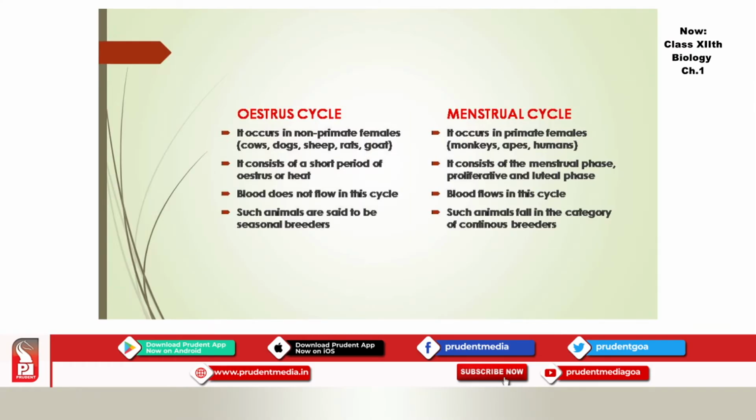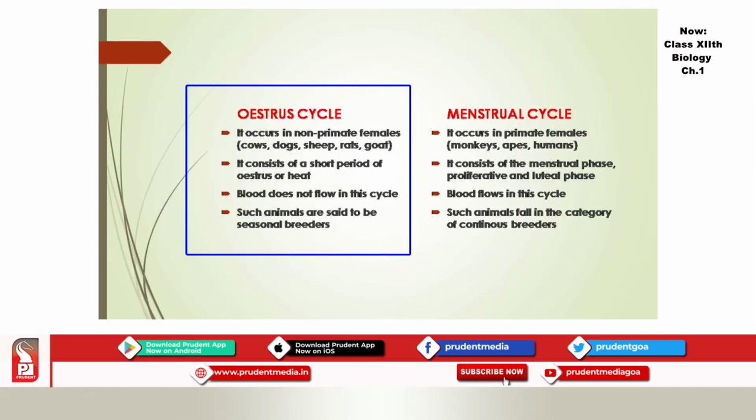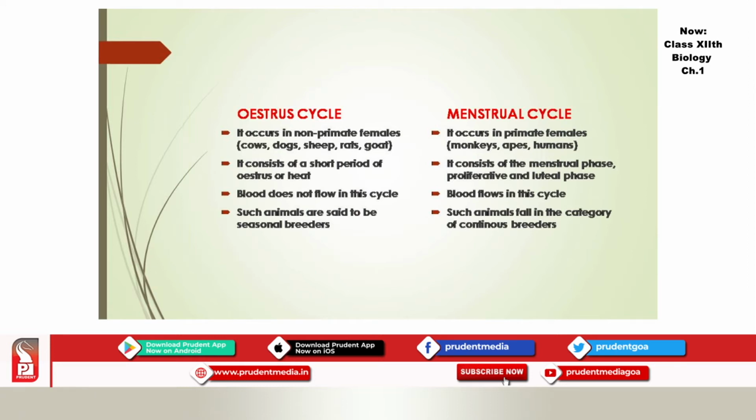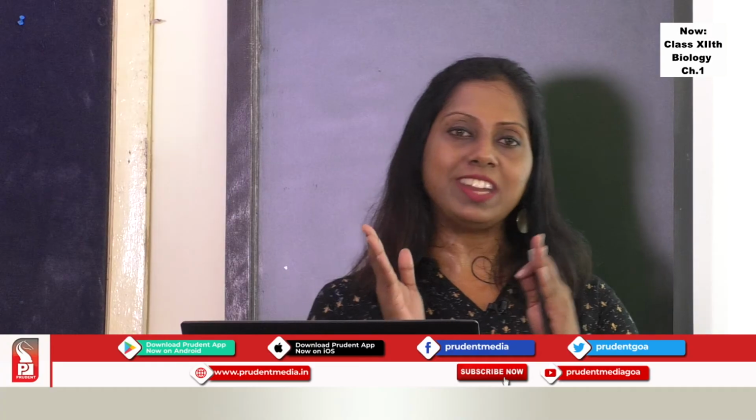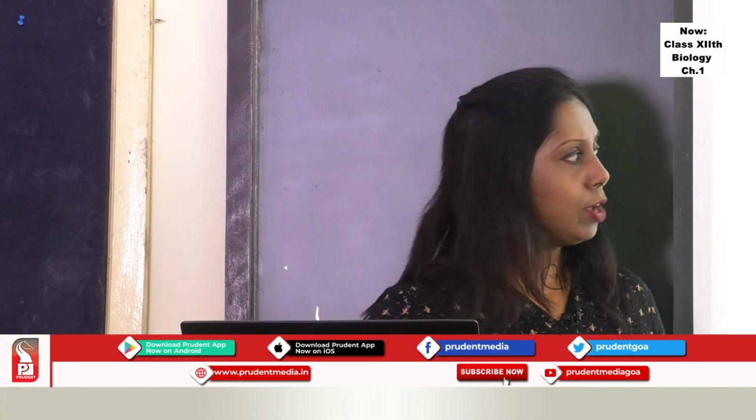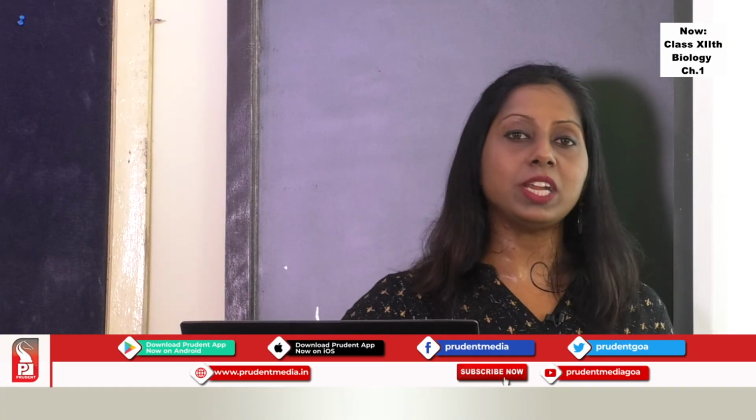Finally, in the menstrual cycle, such animals fall in the category of continuous breeders, whereas in the estrous cycle, these animals fall in the category of seasonal breeders. So you need to understand what you mean by continuous breeders and seasonal breeders now. So who are seasonal and continuous breeders?